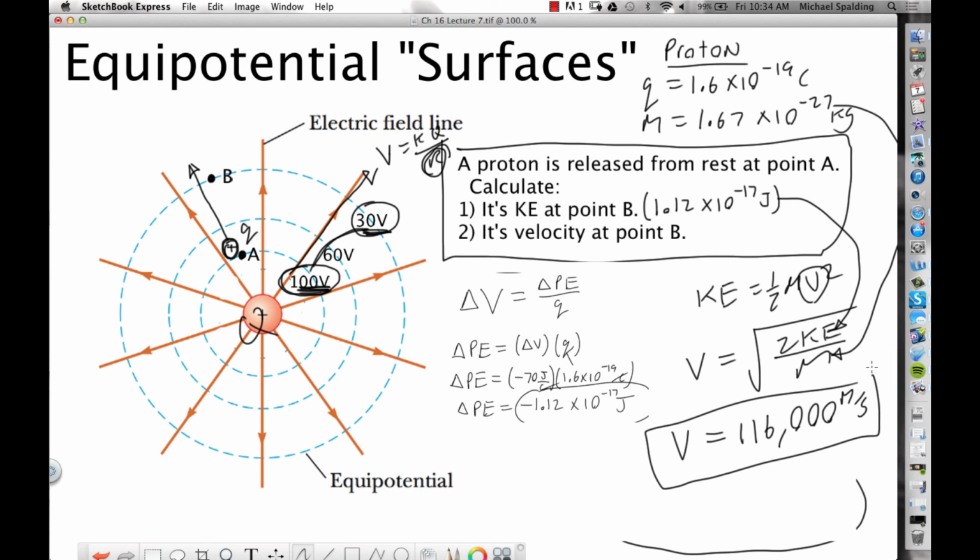All right, you get the concept? Equipotential surfaces. This is how you'll see it in problems. They'll give you the electric potential on this circle, they'll give you the electric potential on that circle, then they'll ask you a question about moving a charge from one circle to the next.